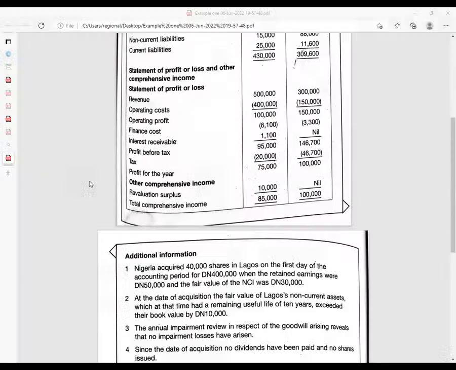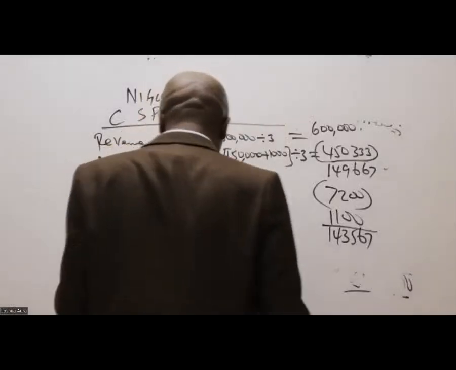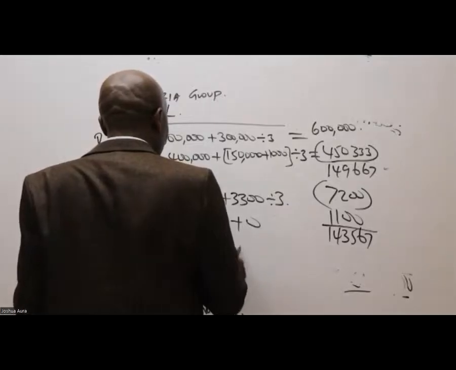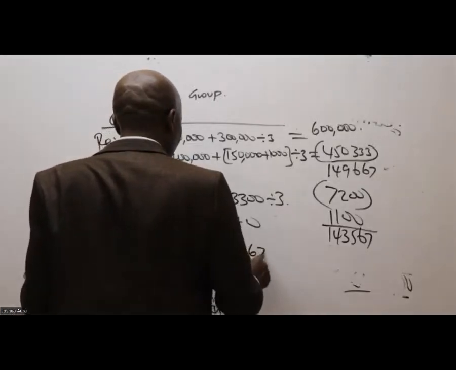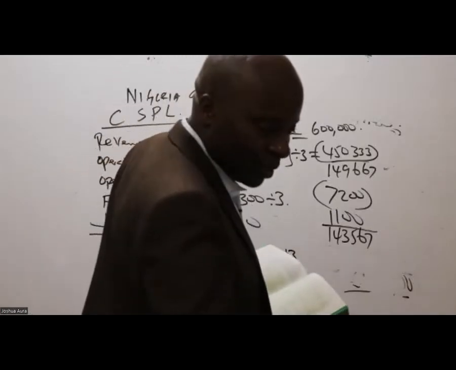The tax that I'm able to see here is 20,000 plus 46,700, divided by 3.